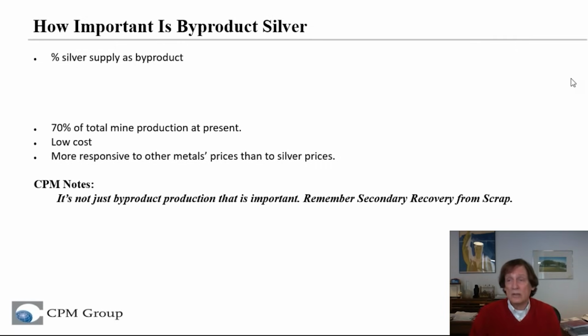If you look at a correlation between silver prices and silver mine production, copper prices and silver production, there's a higher correlation between copper production historically and silver prices than there is between silver production and silver prices. And again, it's not just byproduct production that's important. You have to remember that secondary recovery accounts for about a quarter of annual newly refined silver production.